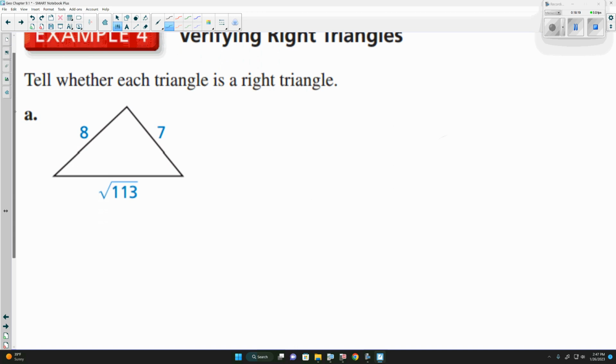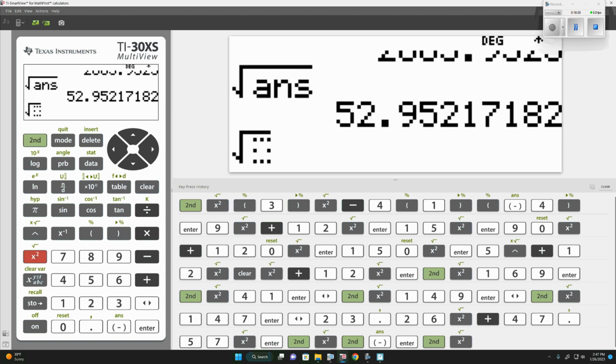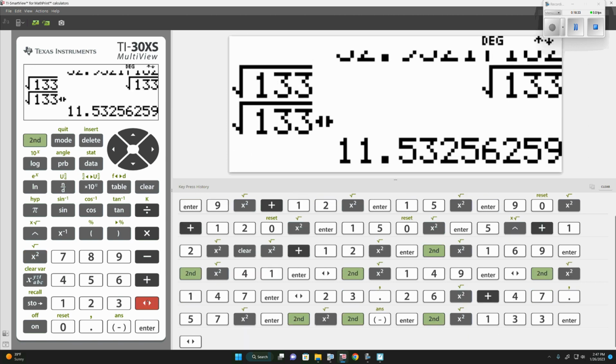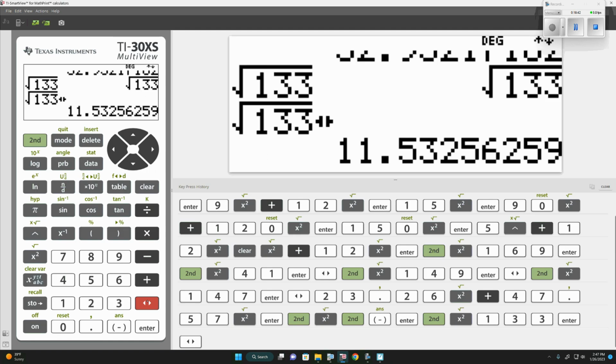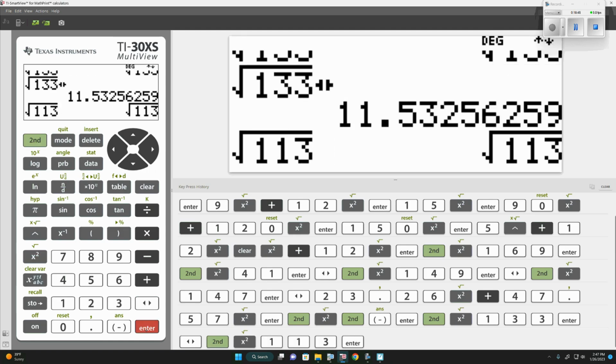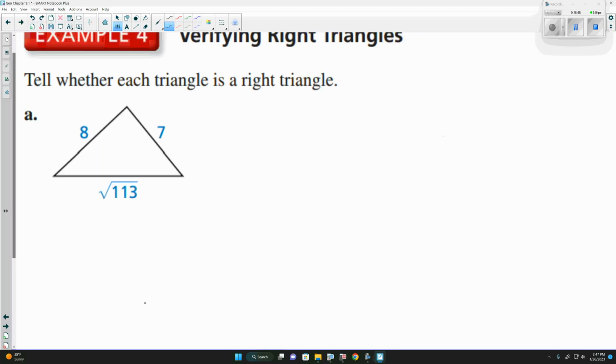So we want to determine whether this is a right triangle. Which one of these is the biggest side? Root of 113. If we want to make sure, we can just plug it in a calculator and tell it to approximate: 10.63. And that is definitely the biggest side, yes? So we're saying 8 squared plus 7 squared is equal to the square root of 113 squared.